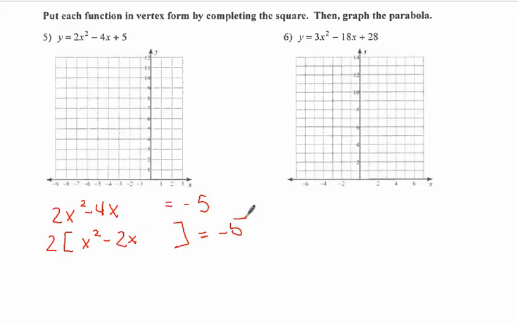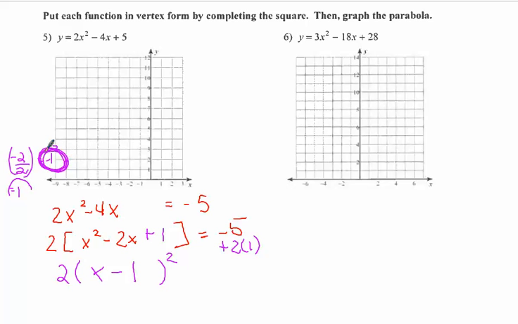Everyone following along so far? Now, I take this -2, I divide by 2. I get -1, and I square it, and I get a +1. So I'm going to add 1 here. I don't add 1 to the other side. I add 2 times 1, or 2, because of the distributive property. This 2 is still on the outside. It never changes. When I factor, it's x minus 1. And I get the -1 from right here before I square it.